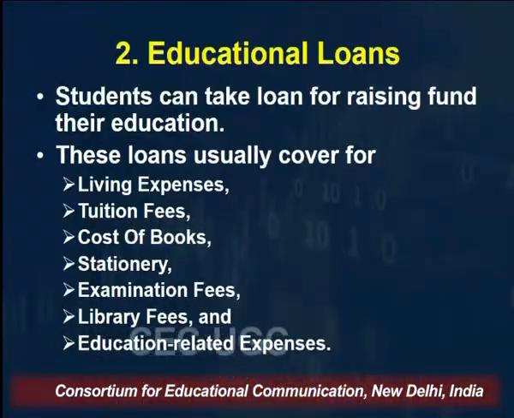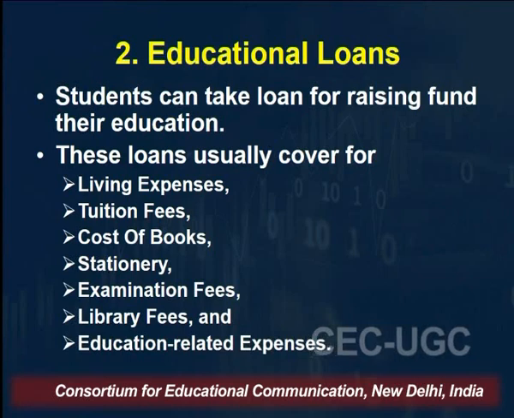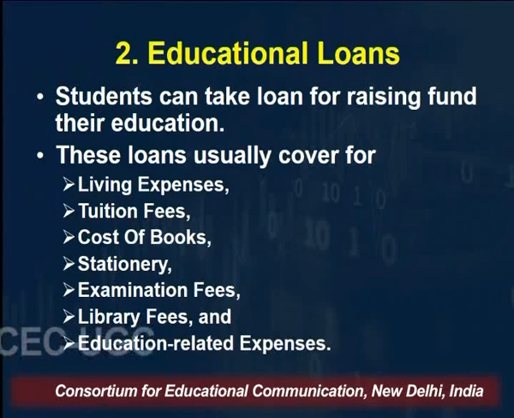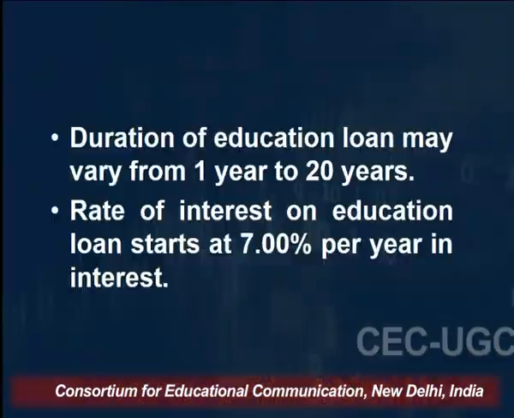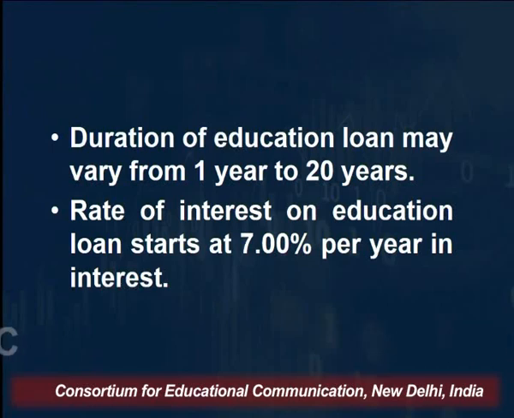As a student, if you relocate from your city, you need rent. You need to cover your living expenses, the tuition fees, the cost of the books, the examination fees, and the library fees. All these things are covered in the educational loans. The duration of an education loan may vary from 1 year to 20 years. The rate of interest on an education loan starts at 7% per annum.